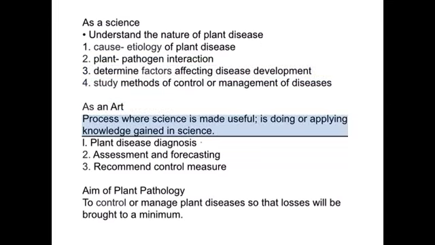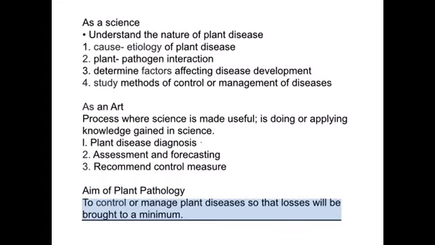As an art, it is the process where science is made useful. It is doing or applying knowledge gained in science. 1. Plant disease diagnosis. 2. Assessment and forecasting. 3. Recommend control measures. The aim of plant pathology is to control or manage plant diseases, so that losses will be brought to a minimum.